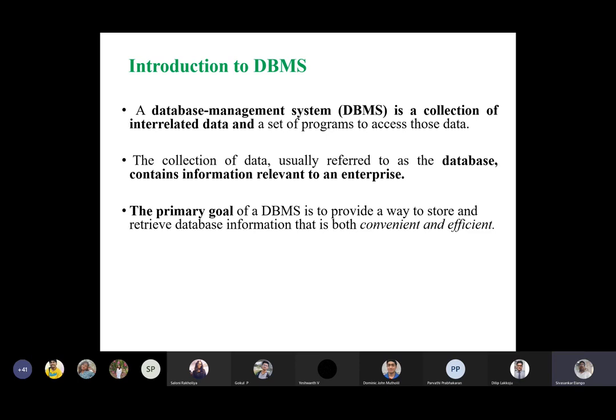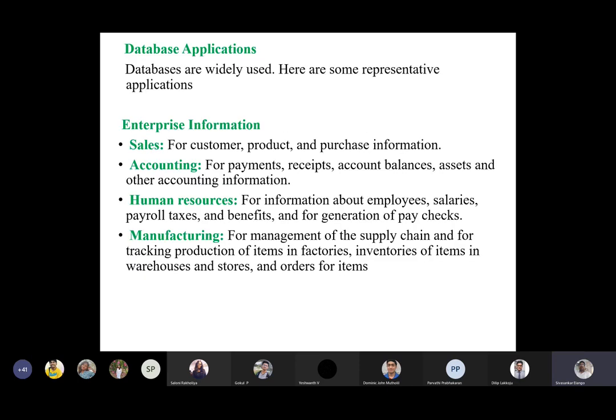Right? So we would have encountered a database in our day-to-day life. For example, we have some applications. In sales, we'll be using databases for storing customers information, the product information and purchase information. So you can visualize an online store like Flipkart or Amazon.